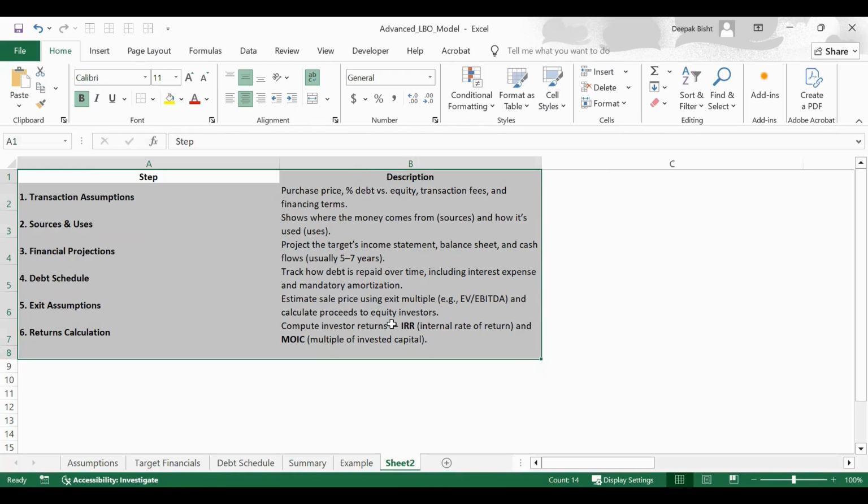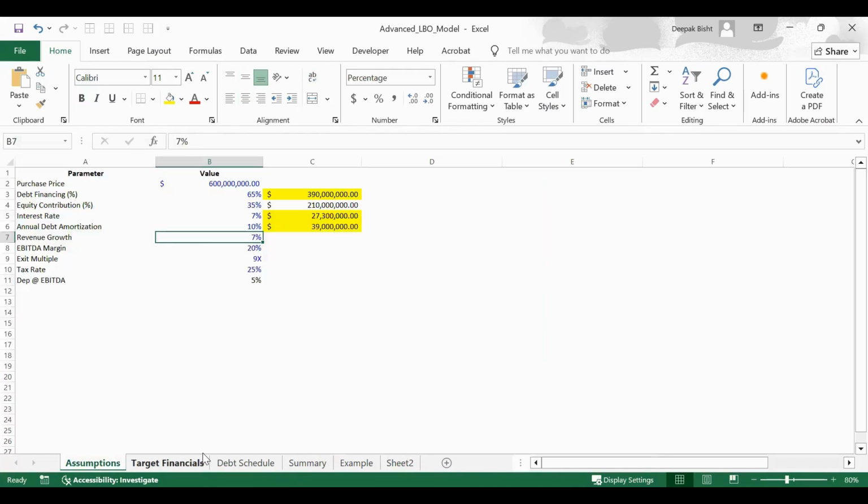So this is what a leverage buyout model is. These are the steps involved in the leverage buyout model. On the assumptions page, we are assuming the purchase price. This would be our purchase price, and out of 600 million, 65% is going to be our debt and 35% is going to be our equity.